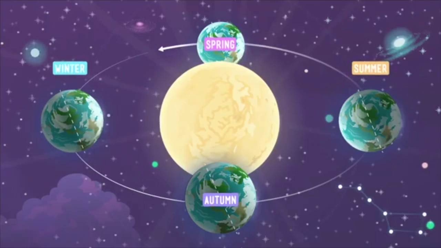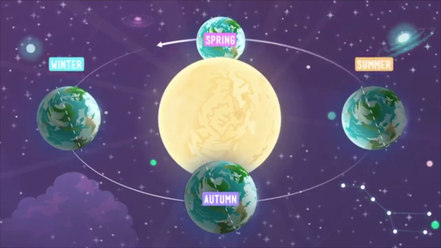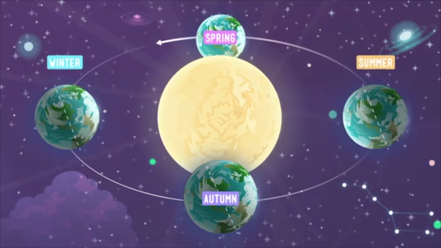But what about spring and autumn? During these 2 seasons, the Earth's orbit causes the northern hemisphere to be neither tilted toward the sun nor away from it. So temperatures during the spring and fall are more moderate, not too hot and not too cold, since the entire globe is getting about the same amount of direct sunlight at once.